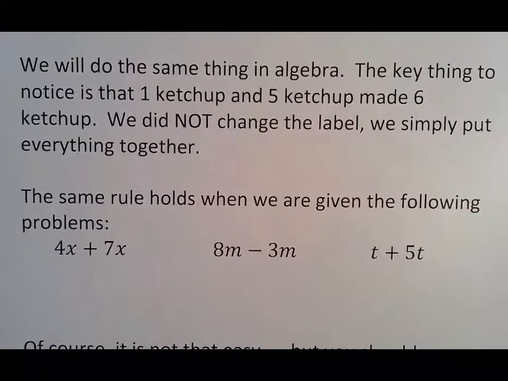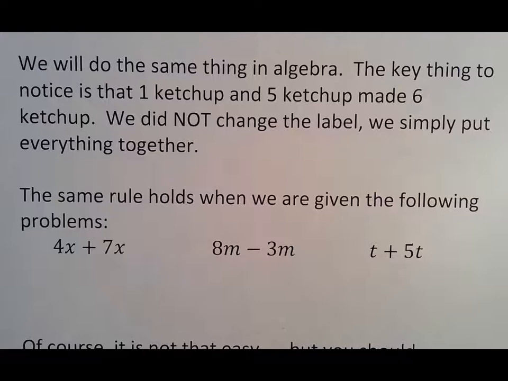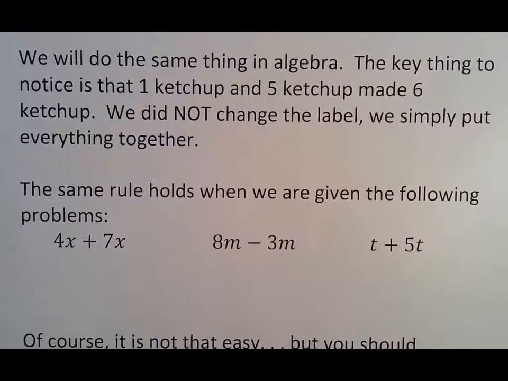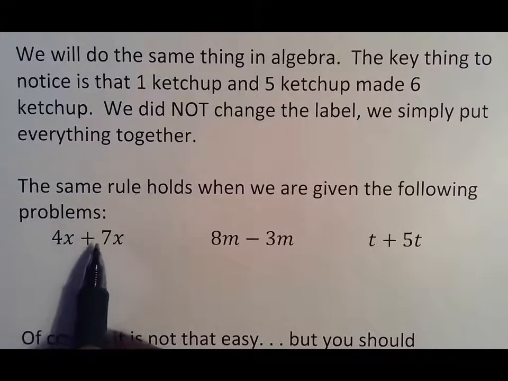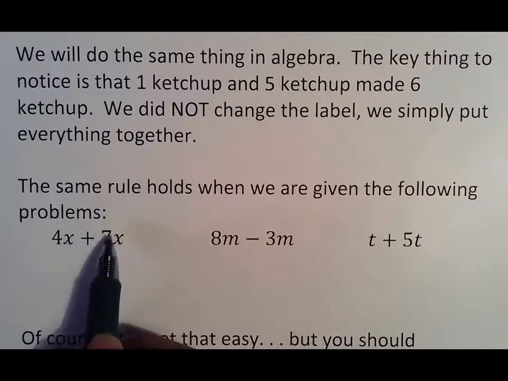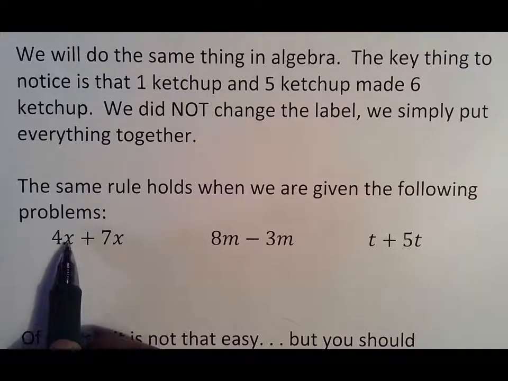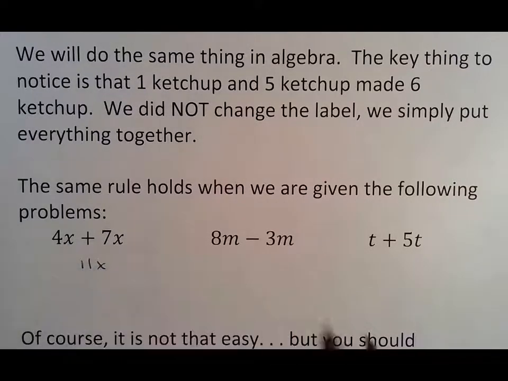You just have to notice that 1 ketchup and 5 ketchup made 6 ketchups. We did not change the label. We just put everything together. The same rule applies when we're doing the following problems. What people like to do in math is put 4x and 11x, which is easy, 11x, but they like to put 11x squared. That's not what you do. This is just a label. You have 4x's and 7x's, which make 11x's.